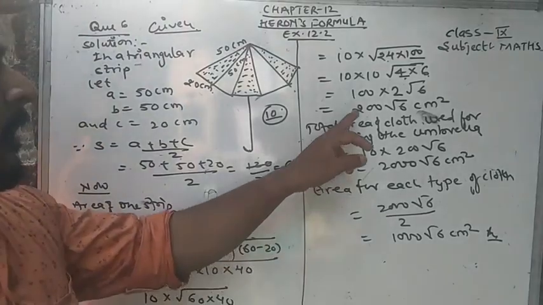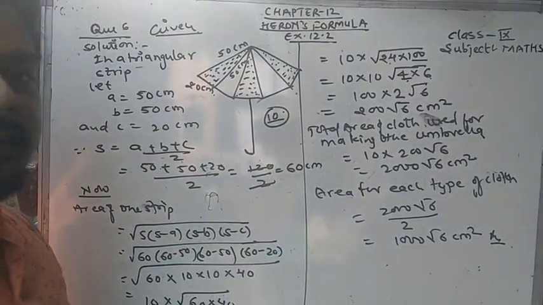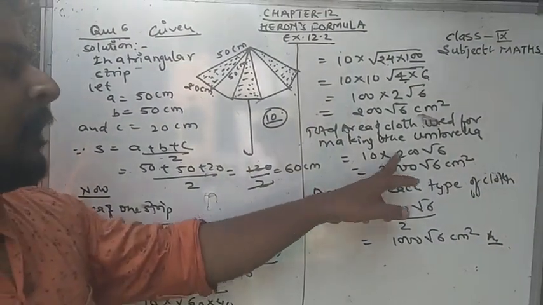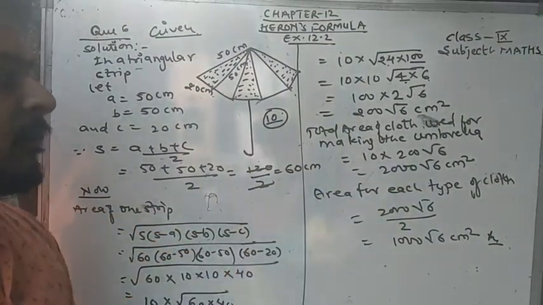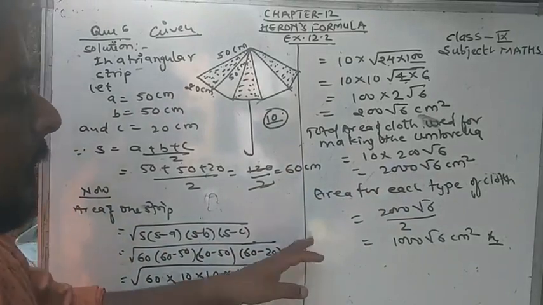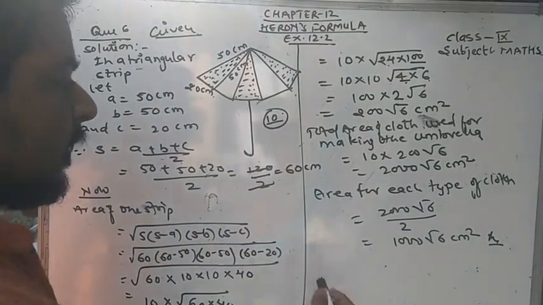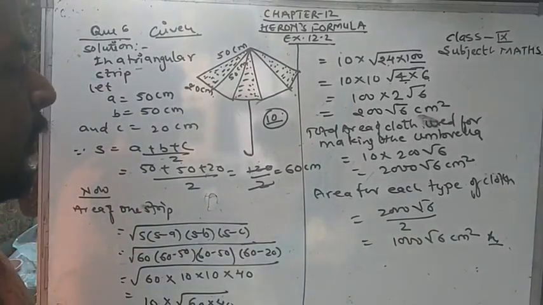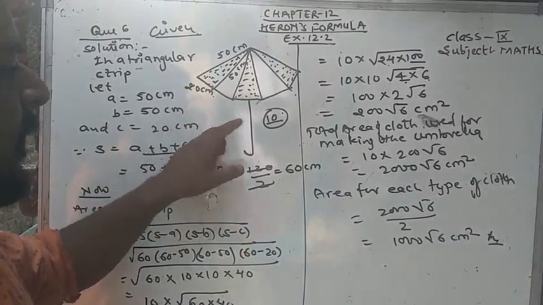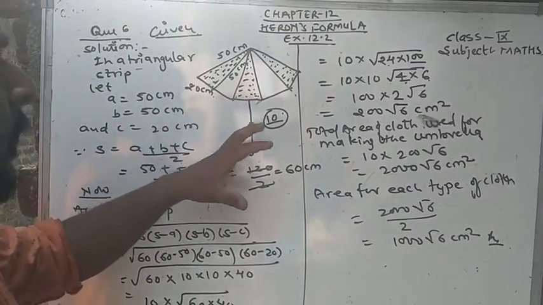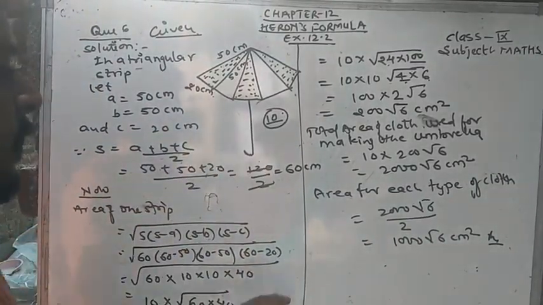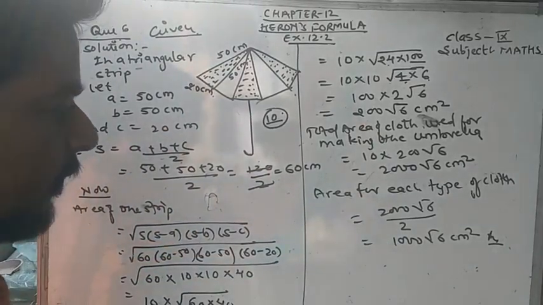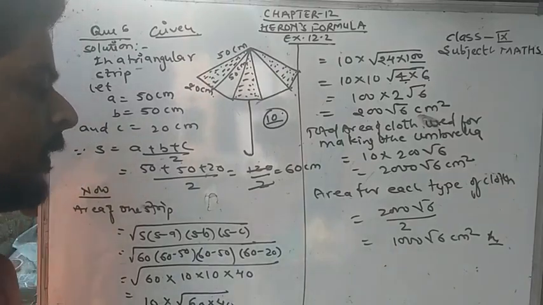By that way, the area of one strip is equal to 200 root 6 centimeter square. The total area of the 10 strips is 10 multiplied by 200 root 6, that is 2000 root 6 centimeter square. But the condition is that we need the area of each type of cloth, so first we have to find the total area. There are a total of 10 strips and 5 of each color. So the total area of each type of cloth is 2000 root 6 divided by 2, that will be equal to 1000 root 6 centimeter square.